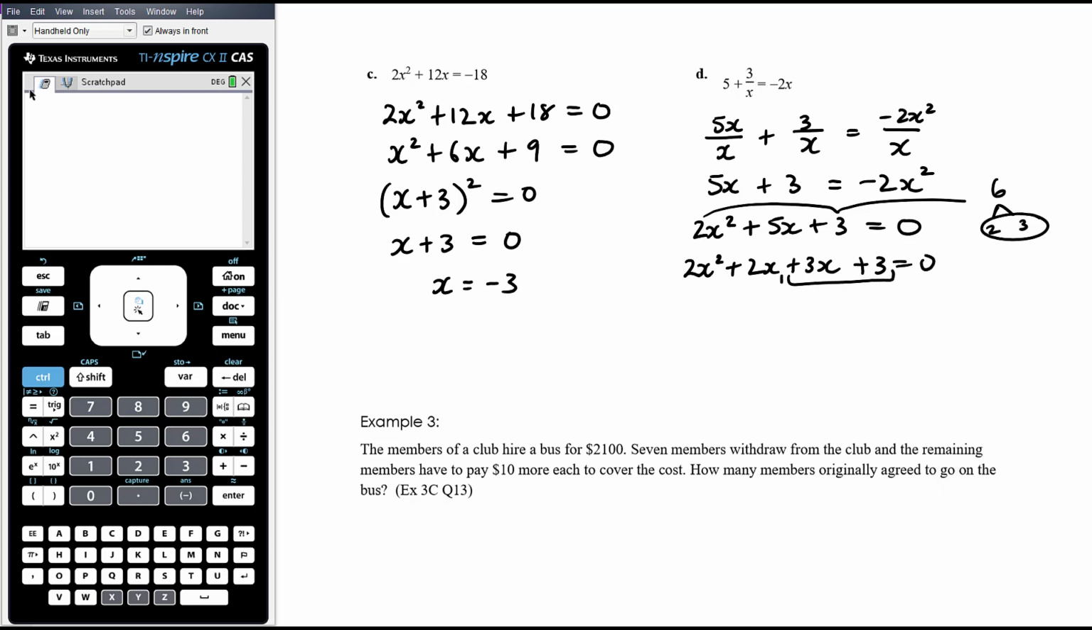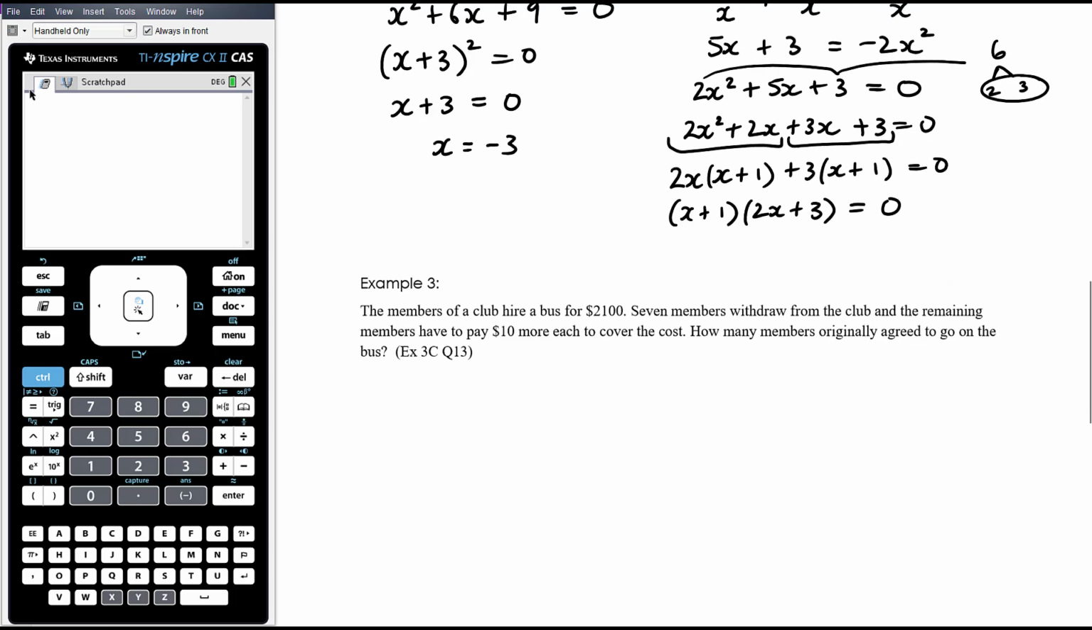And then we want to group. Common factors in the first two terms are 2x, leaves us with x plus 1. Common factors in the second two terms are 3, leaves us with x plus 1. So it is x plus 1 times 2x plus 3, taking out that common factor of x plus 1. And then our null factor law tells us that either x plus 1 equals 0, which means x equals negative 1, or 2x plus 3 equals 0, which means 2x equals negative 3, which means x equals negative 3 on 2.